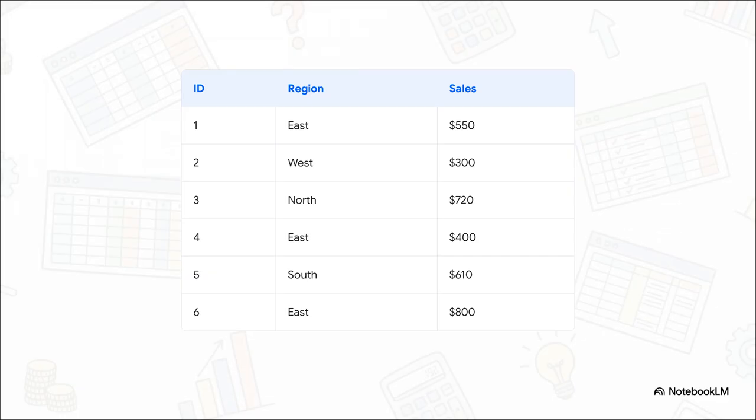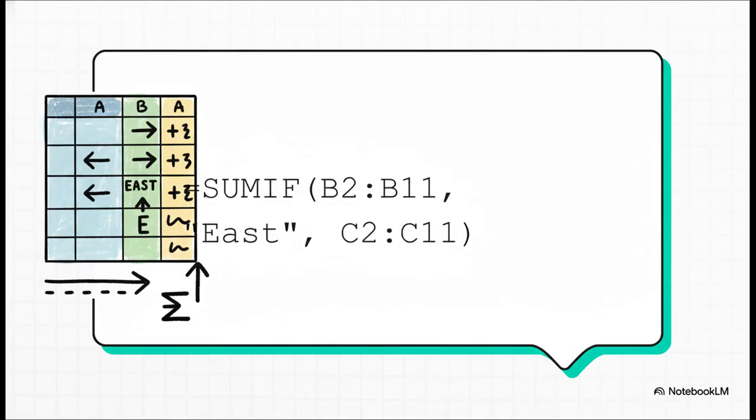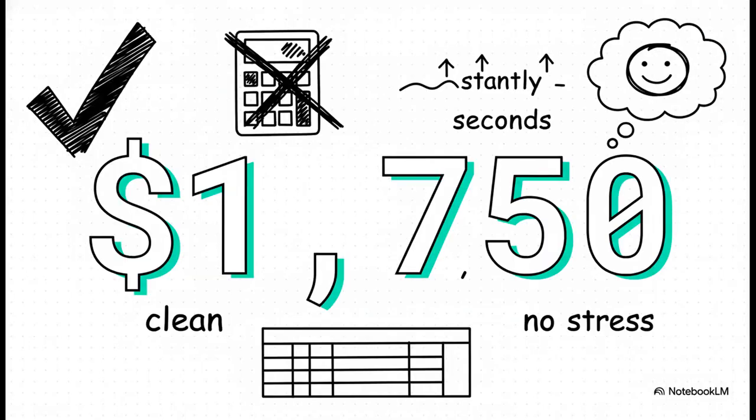Okay, so here's a little slice of our sales data. You can see we've got our region column and our sales column. Our mission is simple. Add up all the sales figures that have East next to them. And here is the formula that does it. We're basically saying, hey spreadsheet, look in all the cells from B2 to B11. Every time you find the word East, I want you to jump over to the matching cell in the C column and add that number to a running total. And boom, just like that, you get the answer. $1,750. No filters, no manual adding, no stress. Just a perfect, accurate result in seconds.